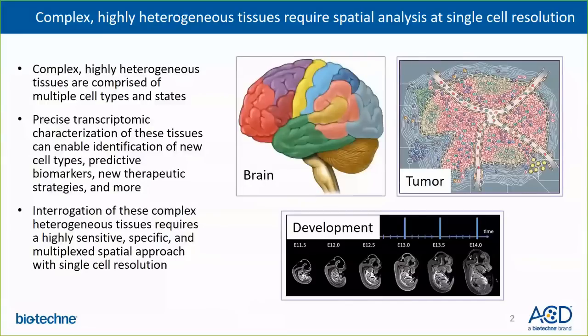Complex, highly heterogeneous tissues, such as the brain and tumors, as well as processes such as embryonic development, are comprised of multiple cell types and states. Precise transcriptomic characterization of these tissues can enable identification of new cell types, predictive biomarkers, new therapeutic strategies, and more. However, interrogation of these complex heterogeneous tissues requires a highly sensitive, specific, and multiplex spatial approach with single-cell resolution.